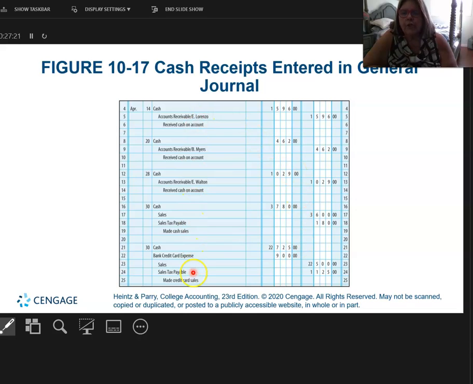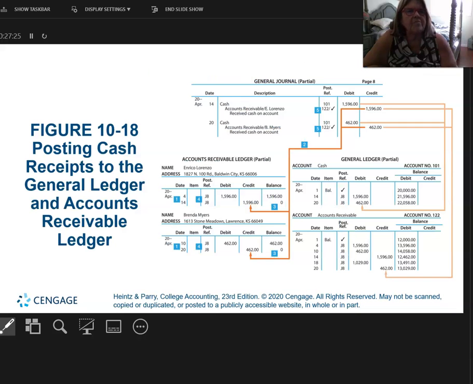Now, this is journal entries. Now we're going to post them to their own ledgers. Basically all we're doing is taking each one and posting, and I'm not going to go over this. This is just showing you posting to the ledgers. We just have a few more slides.